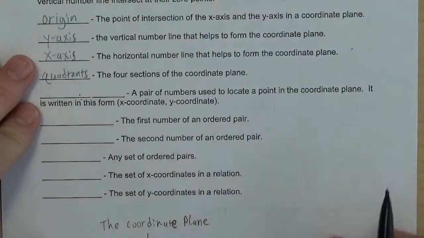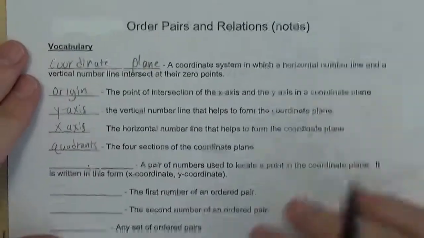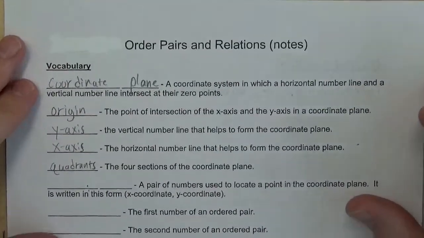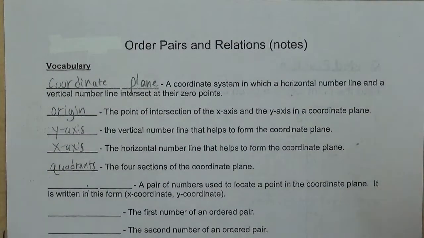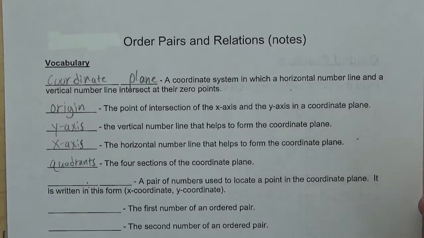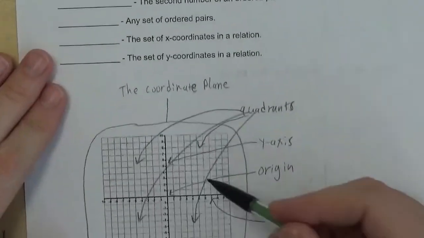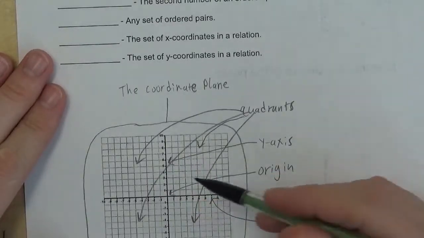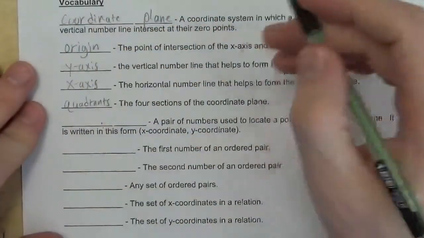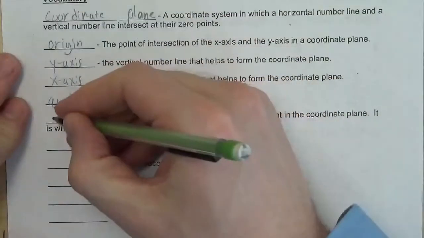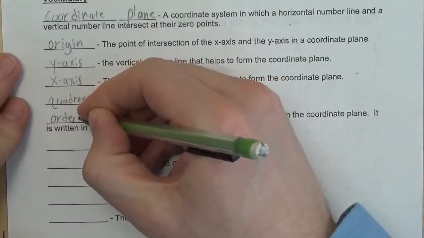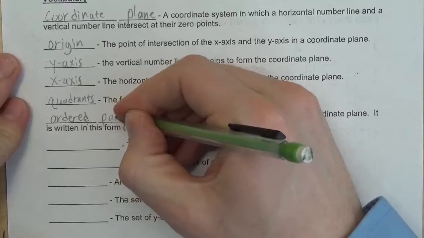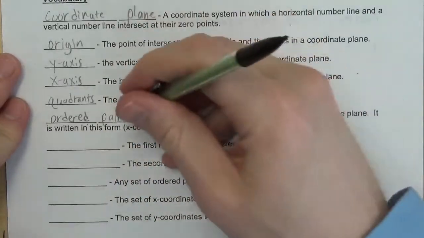We're going to move and make some stuff over here on this side now. So we're done with the actual coordinate plane picture here, because this next one says a pair of numbers used to locate a point in the coordinate system. It is written in this form, x coordinate and y coordinate. So with any 2 numbers, we can locate any spot on this coordinate plane, and these 2 numbers combined are called an ordered pair. Oops, just an ordered pair.